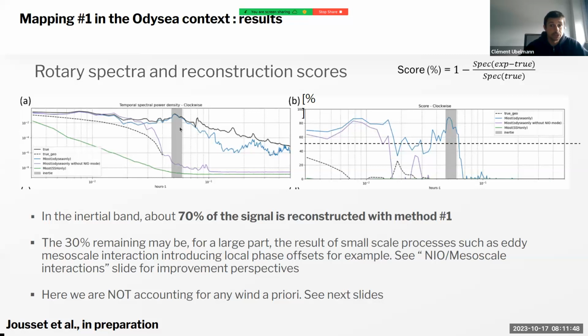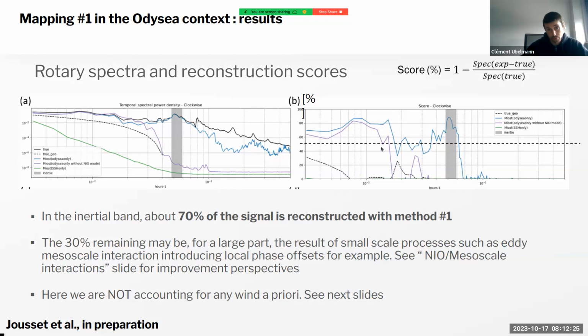Energy is good, but phase could still be wrong. So we're also looking at a score that looks at the phase, by looking at the spectrum of the difference ratio with the spectrum of the ground truth, to have a percentage as a function of scale of how much of the signal is well represented. And you can see here that if in the previous scheme we were at about 50%, now thanks to the better sampling we reach up to 70-80% of reconstruction of NIOs.